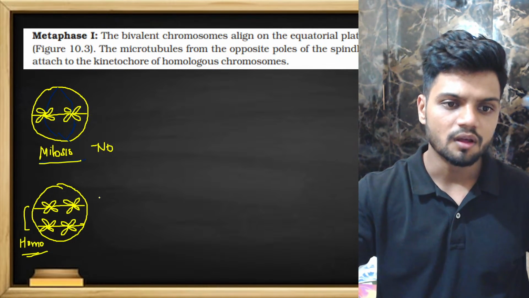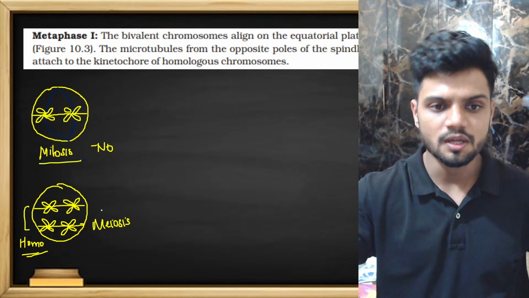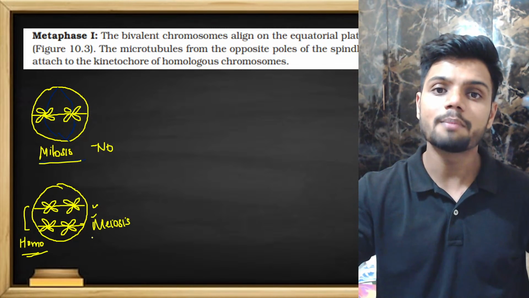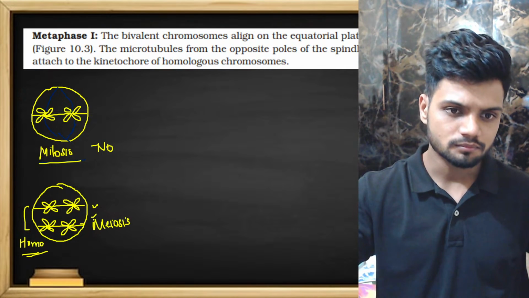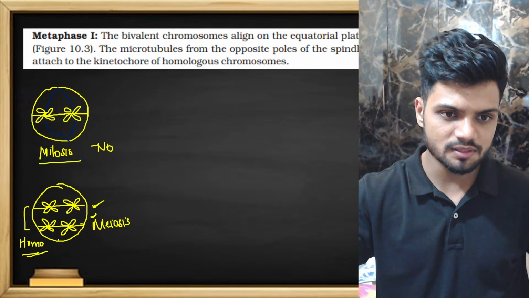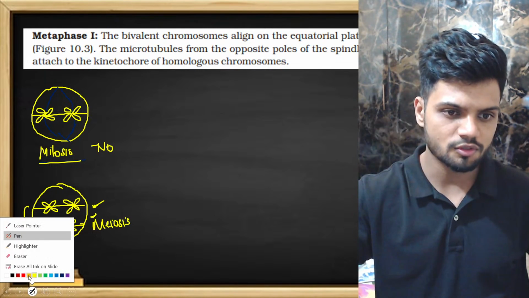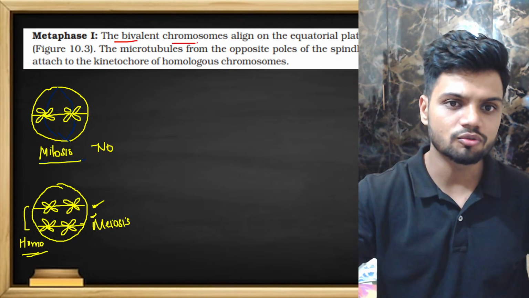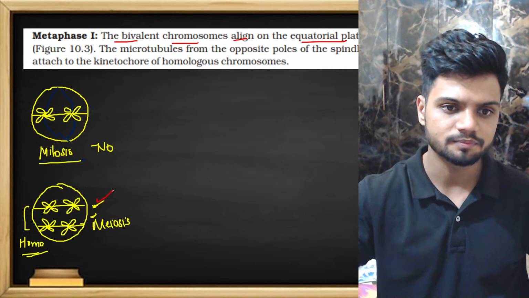This is how it looks in meiosis. There are two equatorial plates. The two metaphasic plates are here, not one. And this is how the homologous chromosomes are attached. This is your bivalent. The bivalent chromosomes align on the equatorial plate.